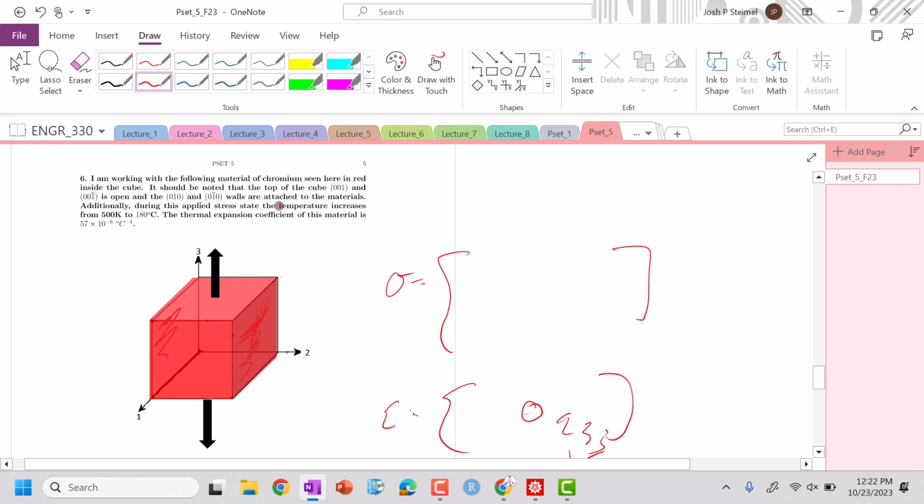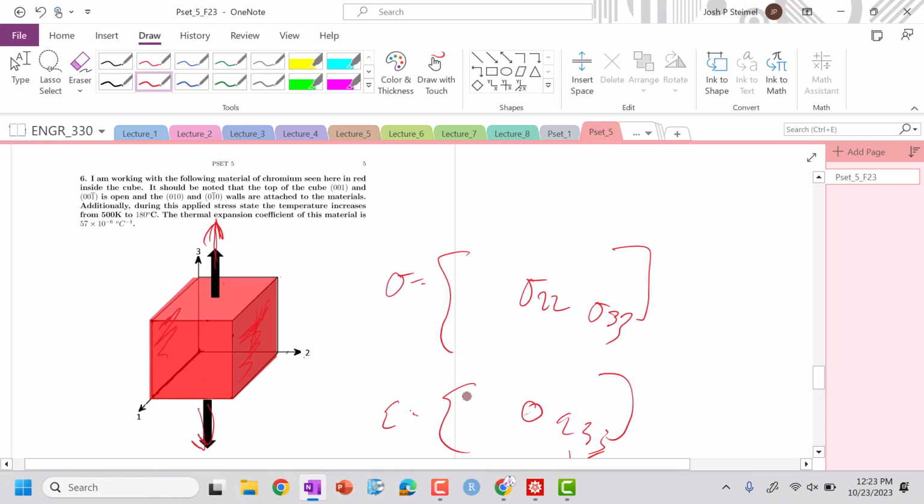Let's see here. So when we pull here, and we allow that system to expand, and we're attached here, we should expect that there's definitely going to be a stress in the 2,2, and we should probably expect it to be negative. As we pull up here, as the temperature increases, there could be a stress in the 1,1 as well. There definitely is a stress in the 3,3.